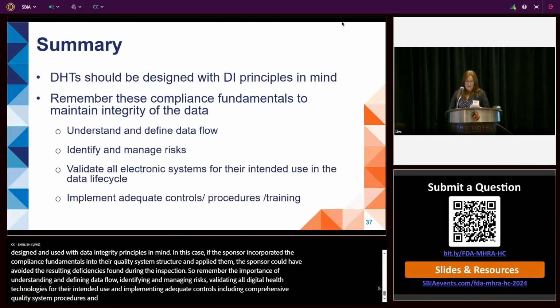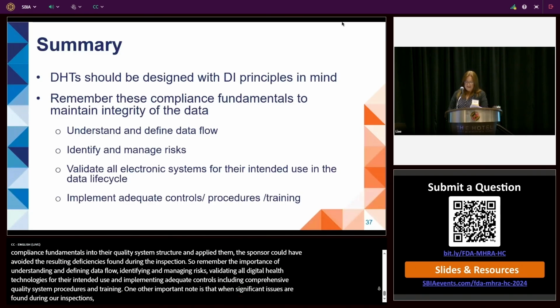And one other important note is that when significant issues are found during our inspections, we may share this information with our partners in FDA and MHRA. Hello, partners.